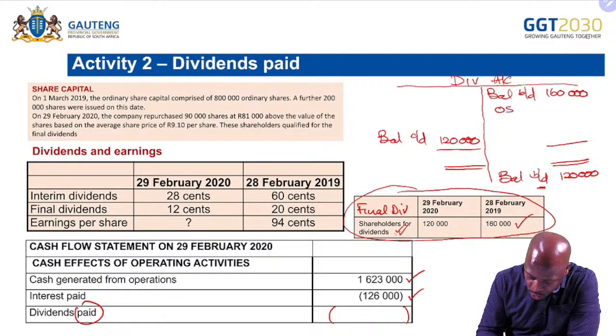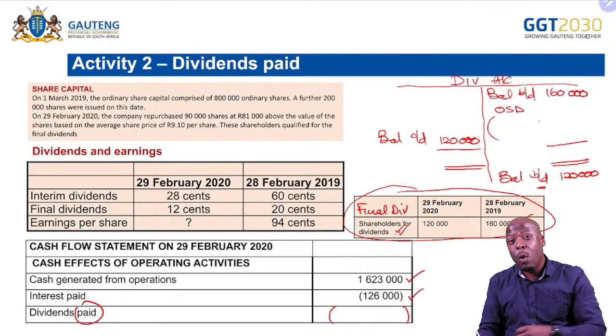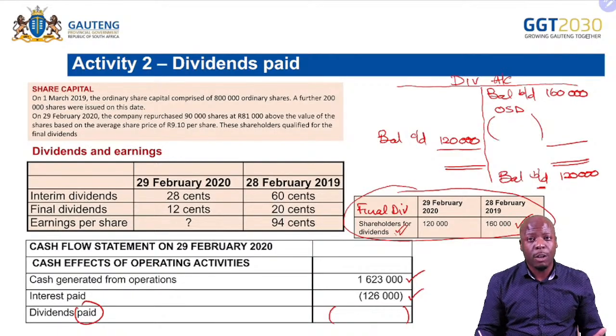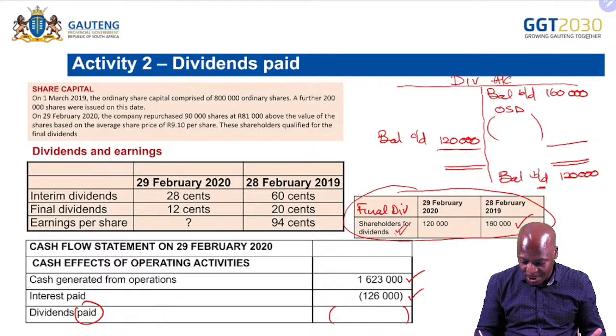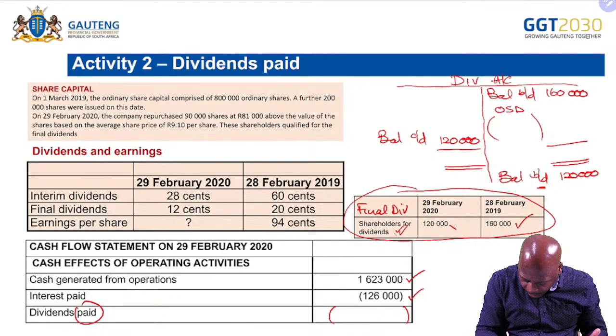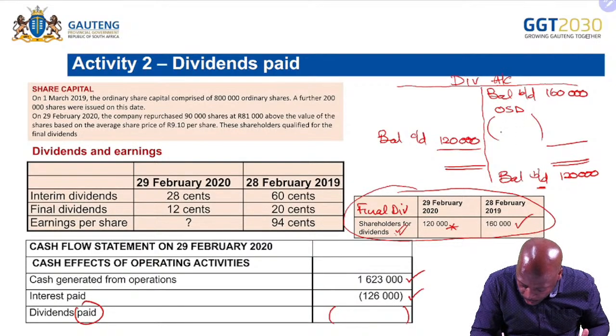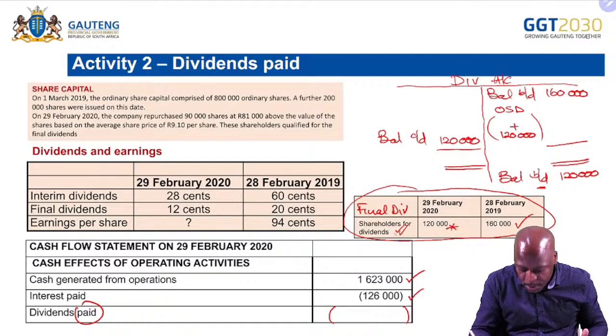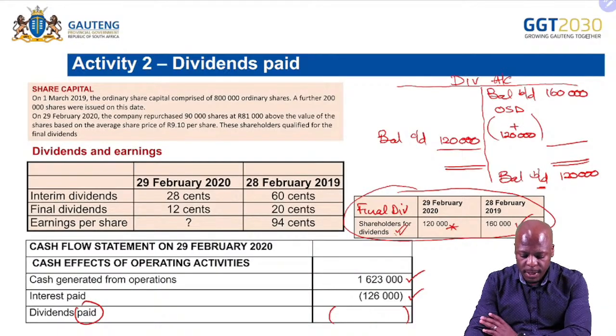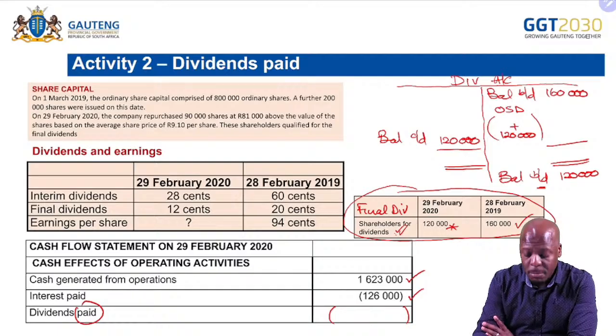I'm going to say I need what? Ordinary share dividends. Ordinary share dividends is made up of two. Number one, interim and final. I already have the final, the 120. So I'm going to have my 120,000 here. So the only thing I need now is my interim dividends.